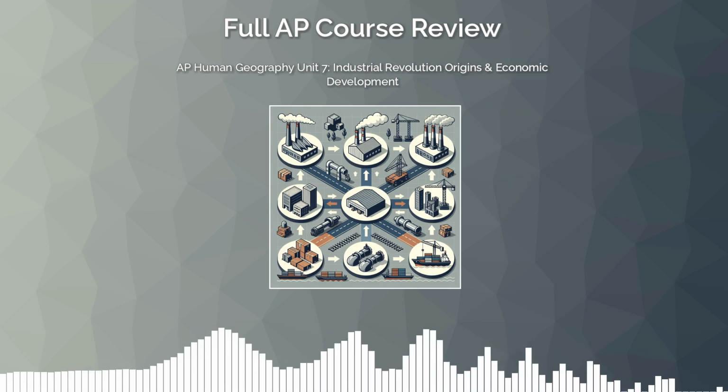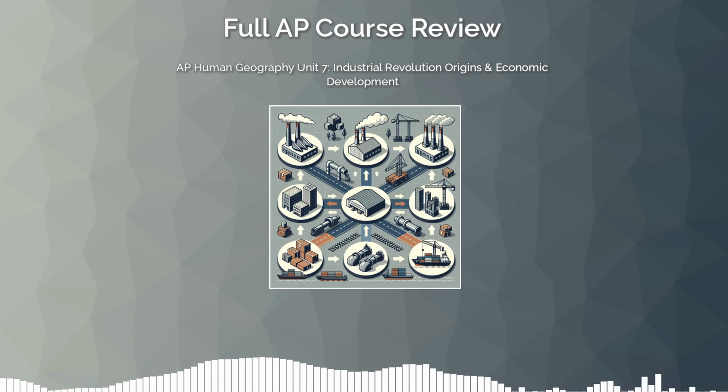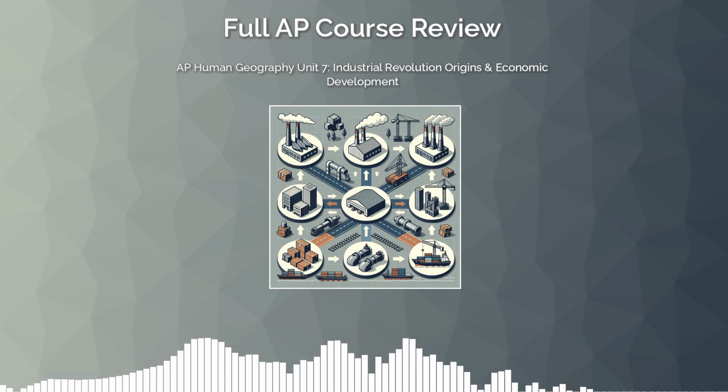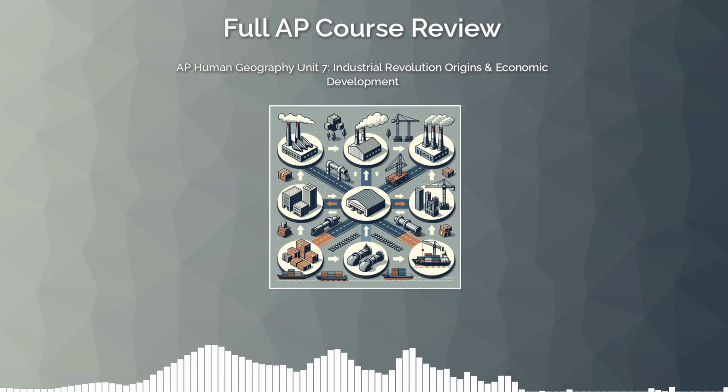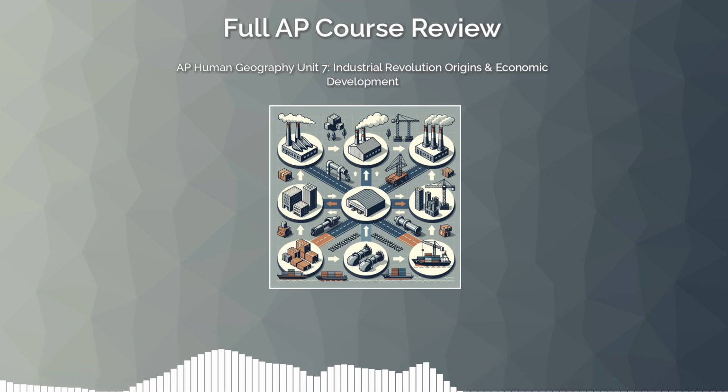The model: how to draw and interpret the diagram. For the AP exam, you need to be able to describe and interpret the world systems model visually. Picture 3 concentric circles or rings. The innermost circle is the core. The middle ring is the semi-periphery. The outer ring is the periphery.